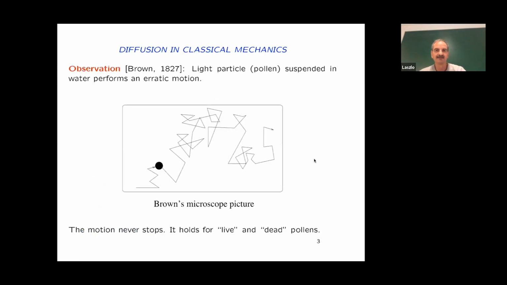So let me start with the very basic things about diffusion in classical mechanics. This was well before the mathematics times, when Brown, who was actually a biologist, first observed what is nowadays called the Brownian motion. He observed under the microscope a light particle suspended in water, that it performed a very erratic motion. So this is the picture that Brown actually saw in his microscope.